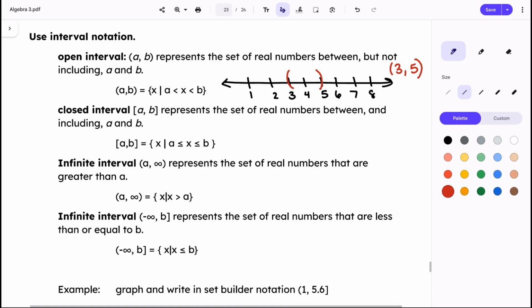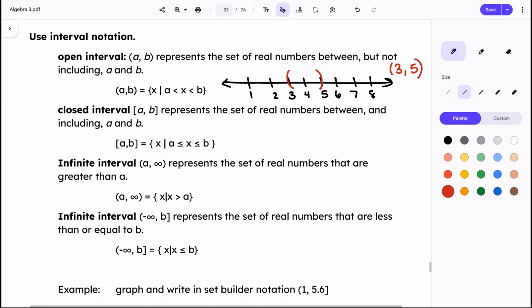So it could be as close to 3 as possible. So it could be 3.000000000 forever, and then maybe a 1 is attached at the very end of that number. And same with 5, it could be as close to 5 as possible, like 4.9999999 forever and ever. But if it equals 5 or it equals 3, it doesn't count.